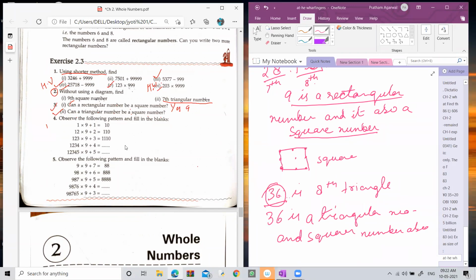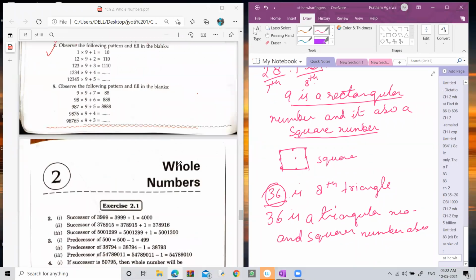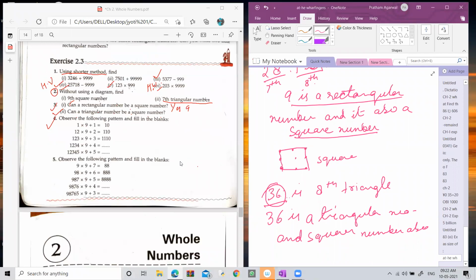Now let's come to question number 4. Observe the following pattern and fill in the blanks. By observing, you have to fill the blanks. 1 into 9 plus 1, you can write like 10. In the next step, 12 into 9 plus 2 is 110. In the next step, there are 3 ones and 0.